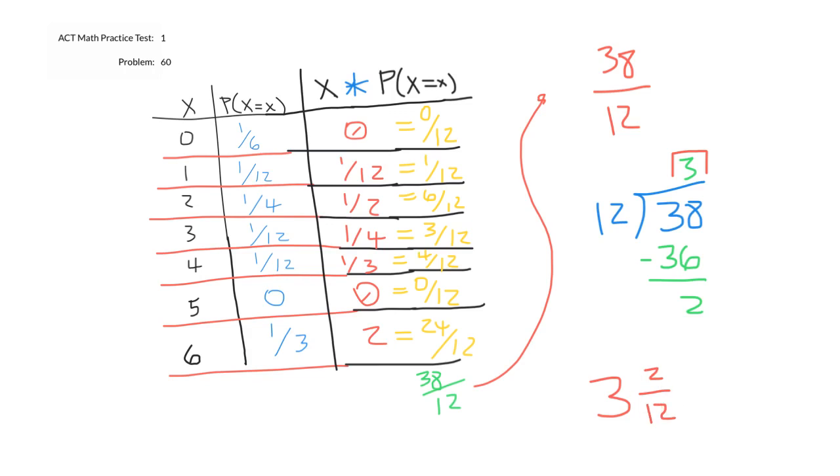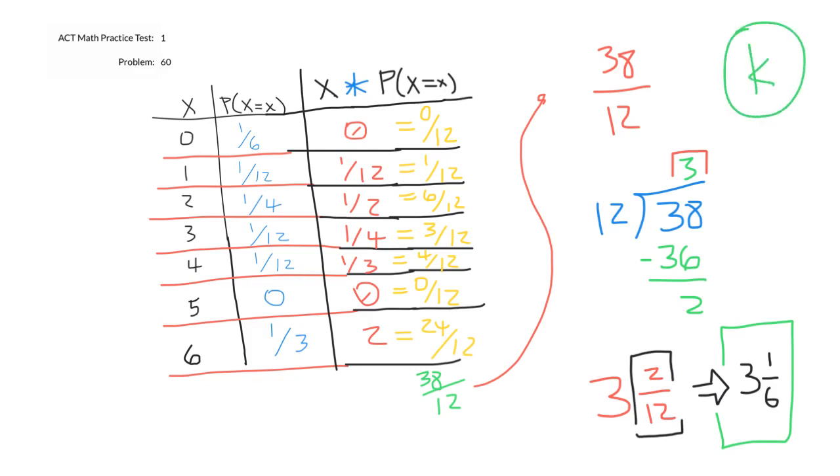And some of you might be wondering, well, that doesn't show up in the answer choices, but in reality, it kind of does because that could be rewritten as 3 and 2 over 12. What is 2 over 12? Well, that could be reduced to 1/6, right? So that is why the answer is K.